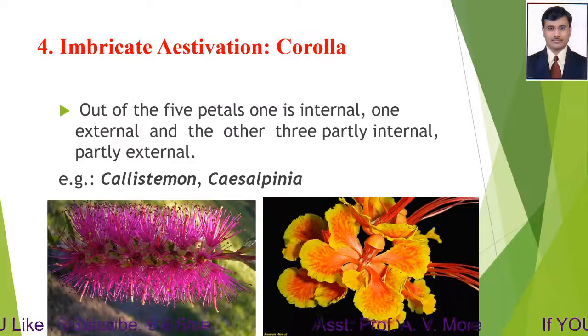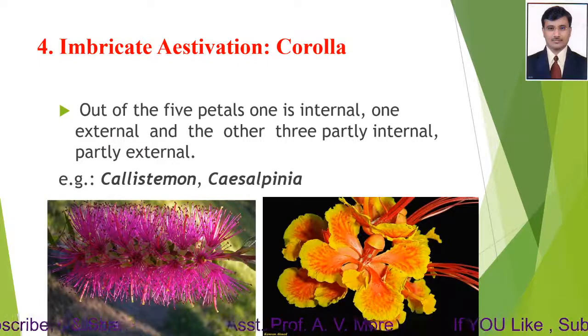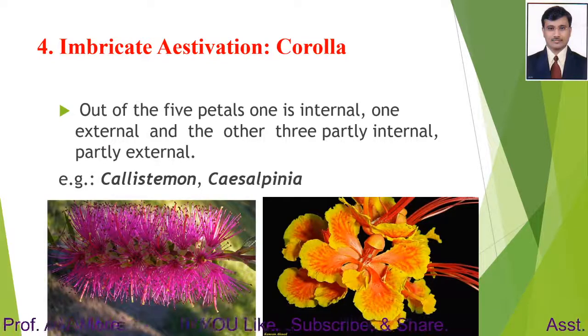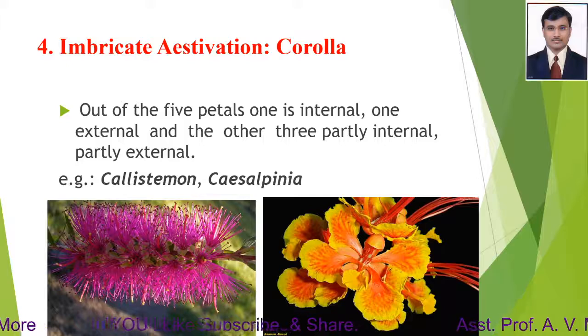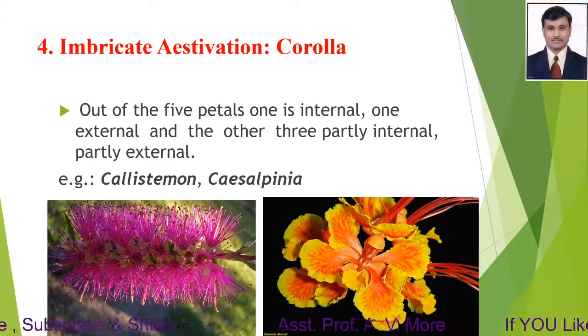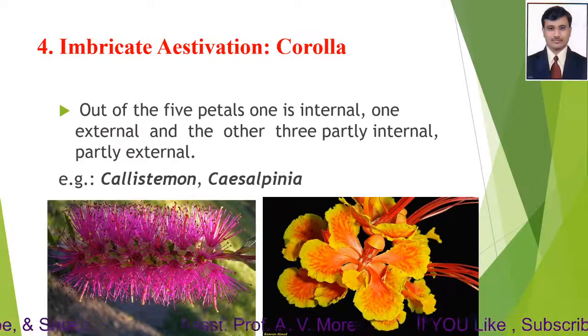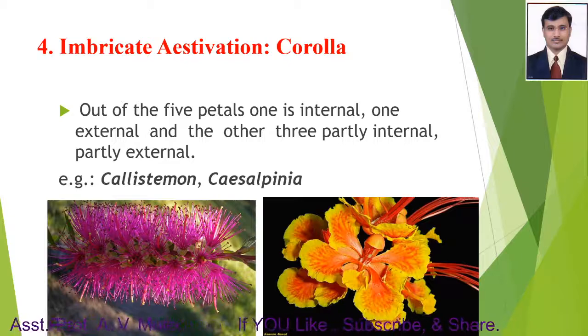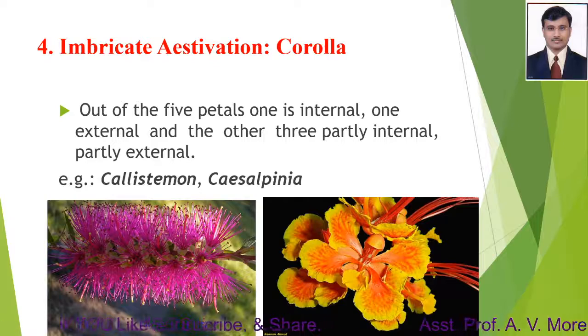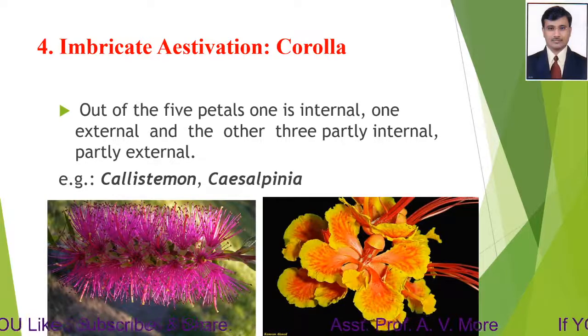Fourth type, imbricate aestivation. In that aestivation, out of the 5 petals, one is internal, one is external, and the other 3 are partly internal or partly external. This type of aestivation we call imbricate aestivation. Example, Caesalpinia.